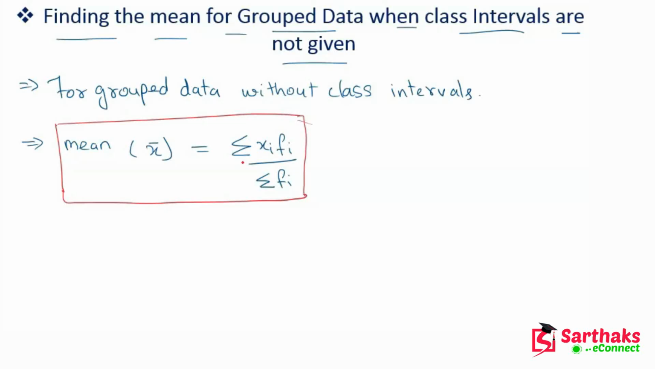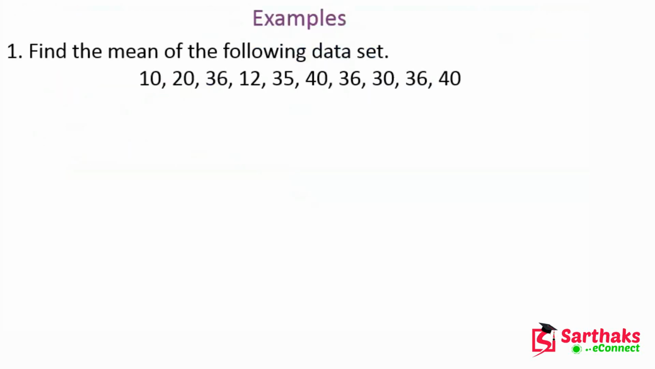So let's do some examples. The first question is, find the mean of the following data set. We have data like this, and from this data we have to find the mean. We have no frequency, so in this case we can directly find the mean.